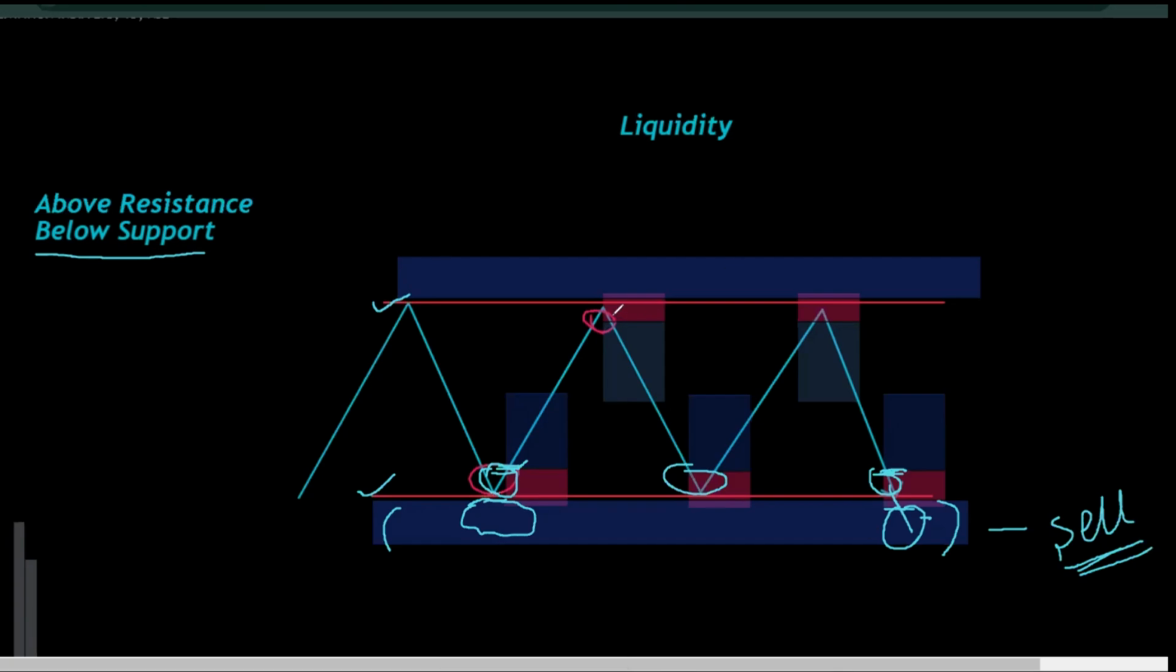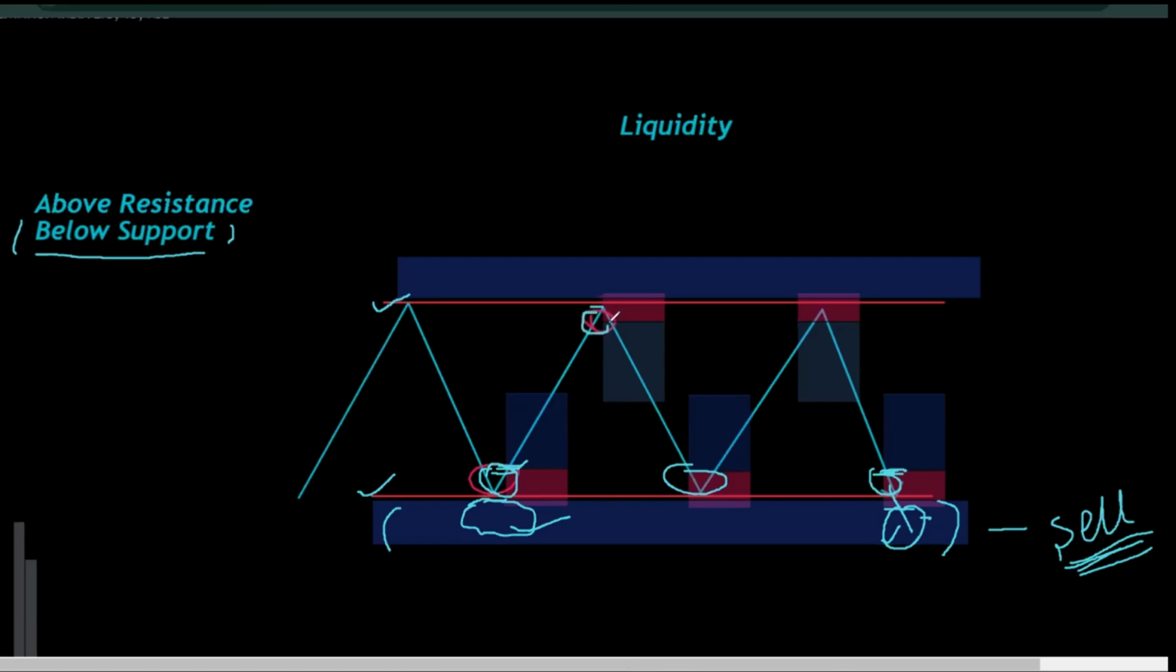Now, coming to this part, this is clear, right? That below the support, always remember below support, we have a ton of liquidity. And what kind of liquidity? It's the sell side liquidity over here. Make sense? Yes or no? Below support, we always have the sell side liquidity.